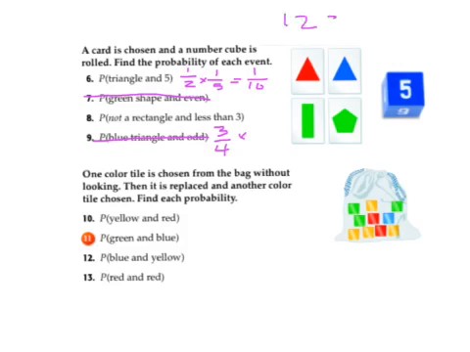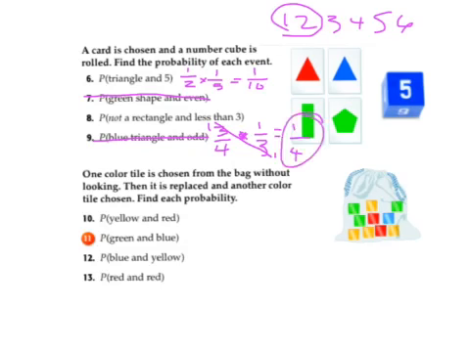We have 1, 2, 3, 4, 5, and 6. So we have 6 numbers, and out of those 6, how many are less than 3? That's right, only these 2. So 2 out of 6, or 1/3. I see that I can cross reduce, making that a 1 and a 1, multiply across, and I end up with 1/4.